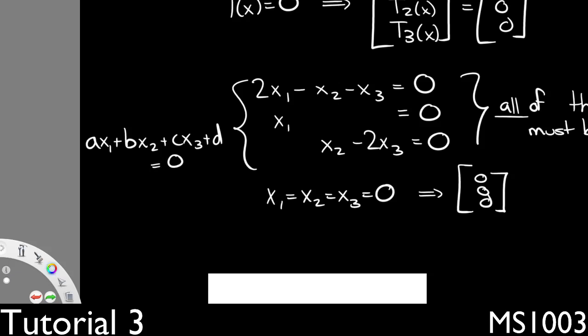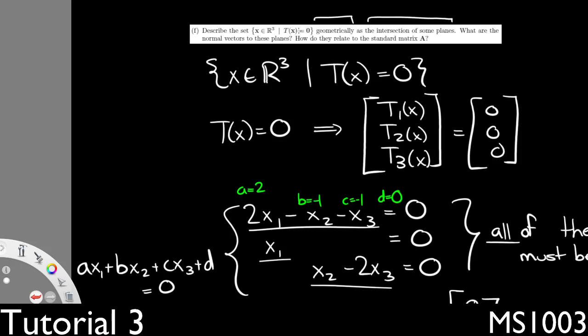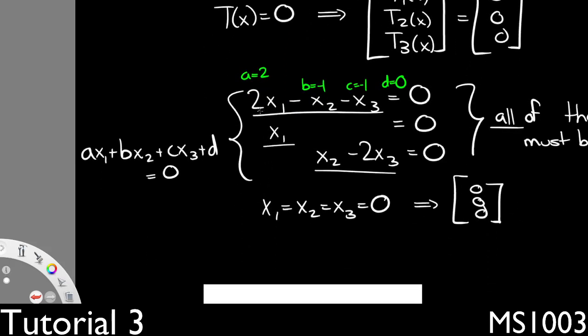You can see that in the first equation here, we have a equals 2, right? We have b equals -1, we have c equals -1, and we have no d, d is 0. So the first equation is definitely the equation of a plane, right? This equation is 2, except we just have b, c, d equal to 0. And this is the equation of a plane too. So to find all the x where T of x is 0, I actually just need to find where all three of these planes intersect with each other.